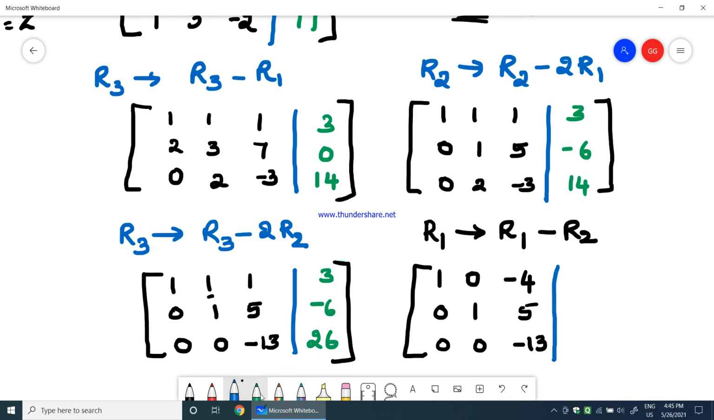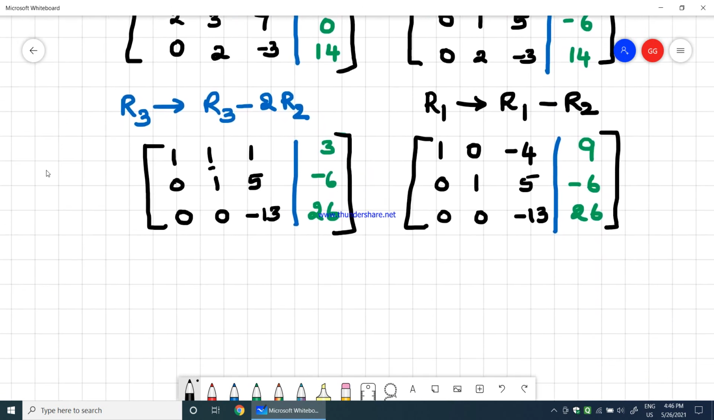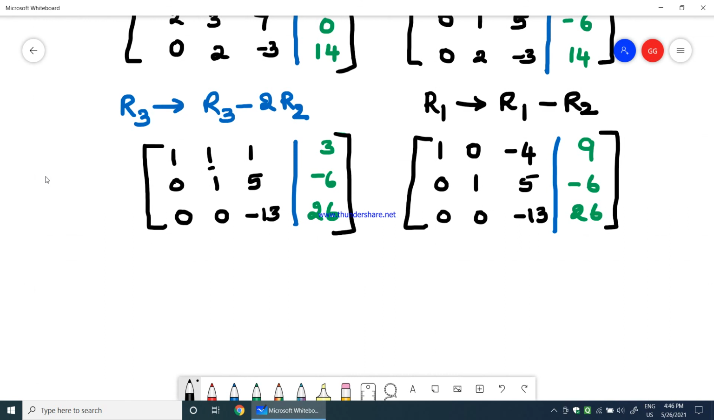On this side, it is 3 minus of minus 6, so 3 plus 6, this becomes 9. This remains as minus 6. This is 26. Now this is the next reduced matrix. Okay, now what is the next job? The next job is for me to make this 4 become 0. What can I do?